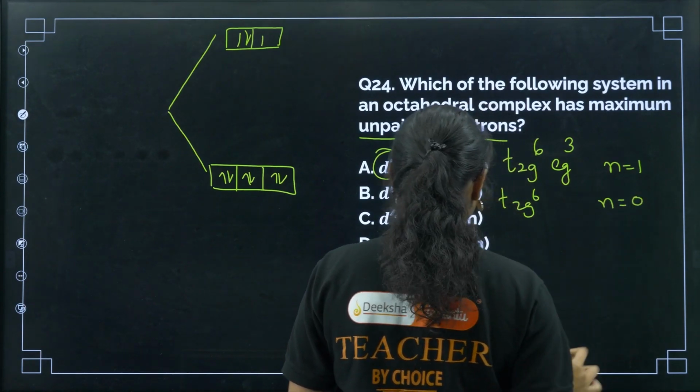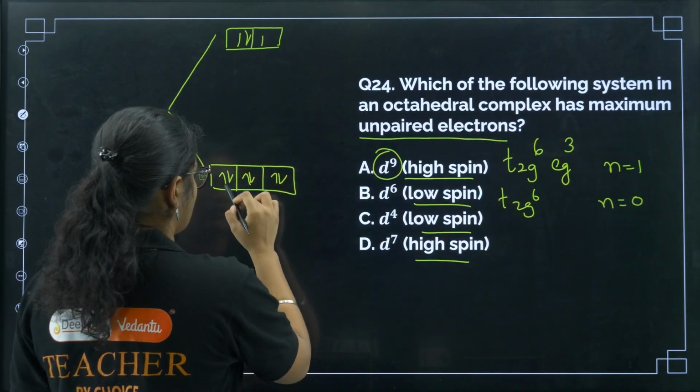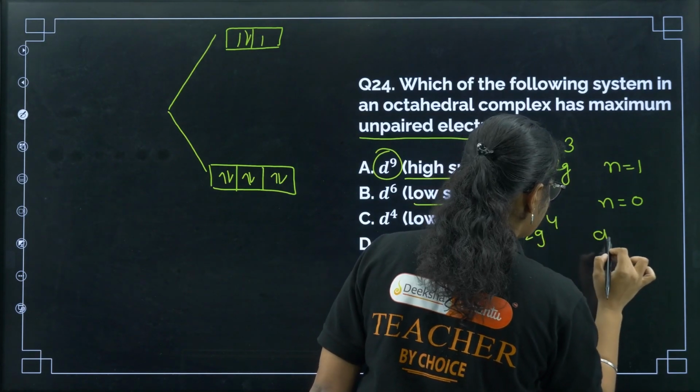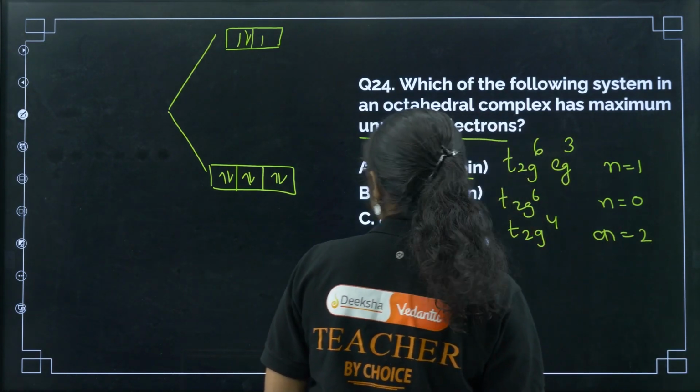T2g6, there is no unpaired electron. d4 low spin: 1, 2, 3, 4. So that is t2g4. Here I have two unpaired electrons, right?